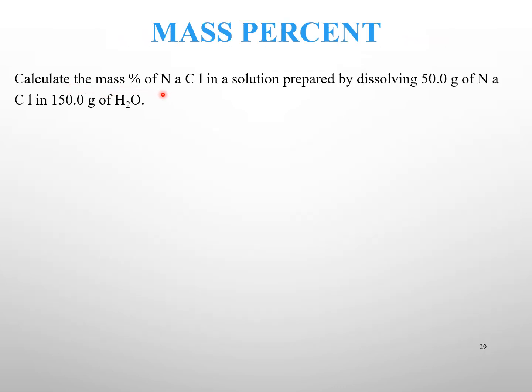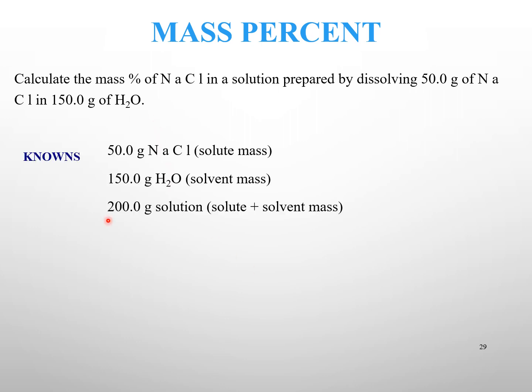Calculate the mass percent of NaCl in a solution prepared by dissolving 50 grams of NaCl in 150 grams of water. So mass percent is mass of solute, which is NaCl, divided by mass of the solution, which is NaCl plus water. So 50 grams of NaCl and 150 grams of water gives me 200 grams total of the solution.